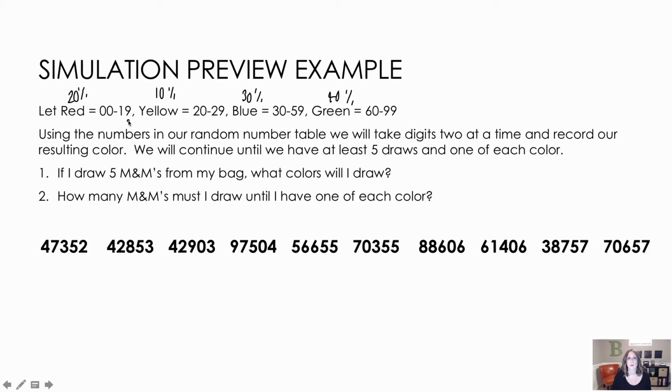Now, I do want to point out at this point that because they were nice whole numbers, 20%, 10%, etc., I could have said, let red equal 0 and 1, let yellow equal 2, let blue equal 3, 4, and 5, and let green equal 6, 7, 8, and 9. And then I would just take the digits one at a time instead. I'm going to show you using 2 digits because most of the time we're going to end up using 2 digits because you're going to have numbers like 23% or 15% or 37%, and therefore we would not be able to use 1 digit.